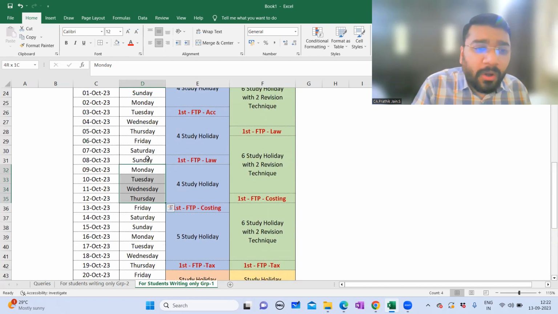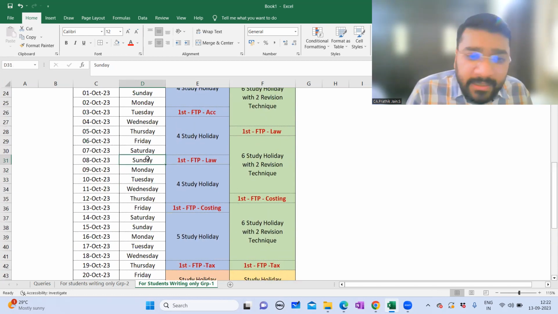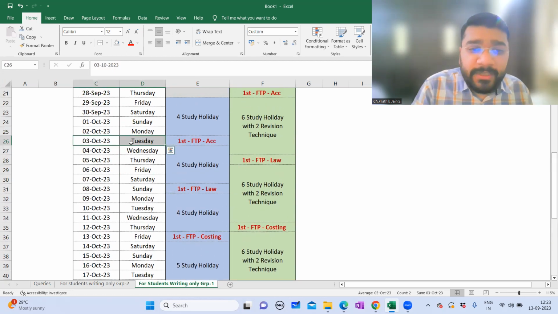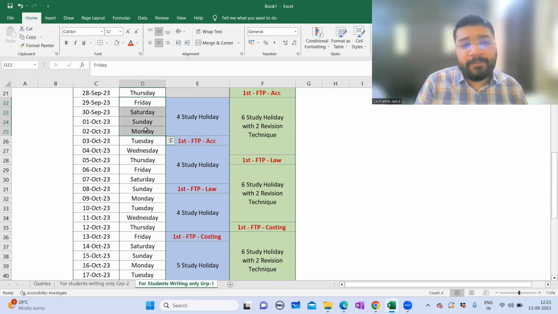In the same way, guys, for law you have to take the first full portion test on 8th October, Sunday. And again, here also I've allocated 4 holidays. On 3rd October, Tuesday, is the first full portion test on accounts. And again, here I've allocated the 4-day holiday: Friday, Saturday, Sunday, and Monday.